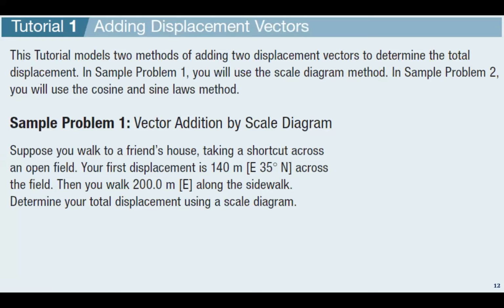Vector addition by scale diagram. Suppose you walk to a friend's house. Taking a shortcut across an open field, your first displacement is 140 meters, 35 degrees north of east across the field. Then you walk 200 meters east along a sidewalk. Can you determine your total displacement using a scale diagram?